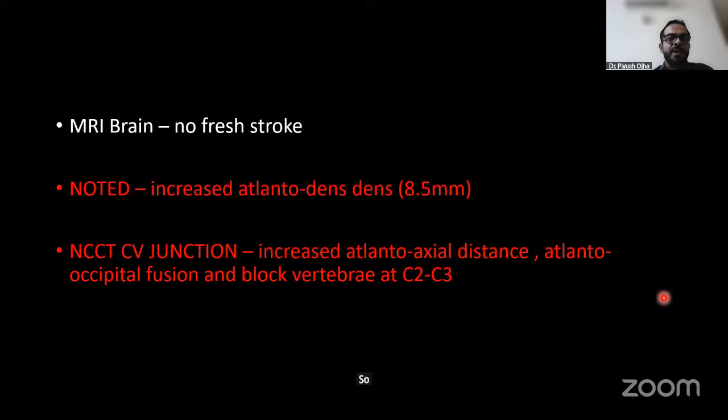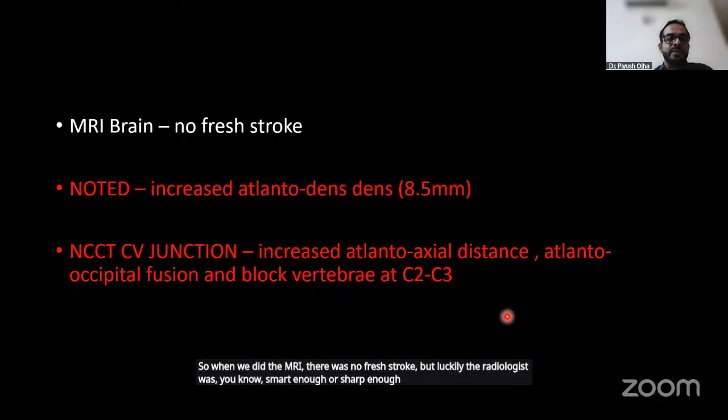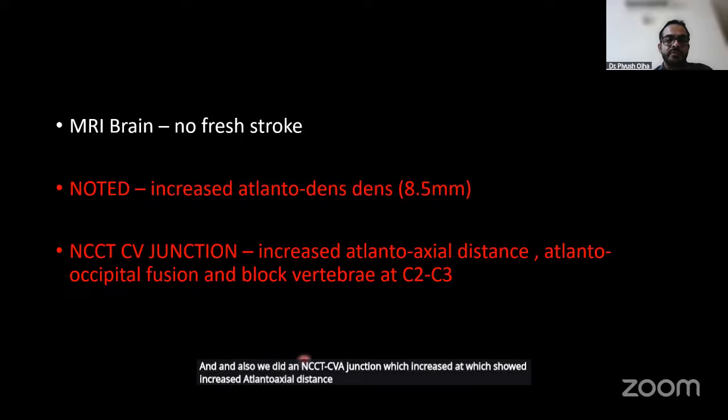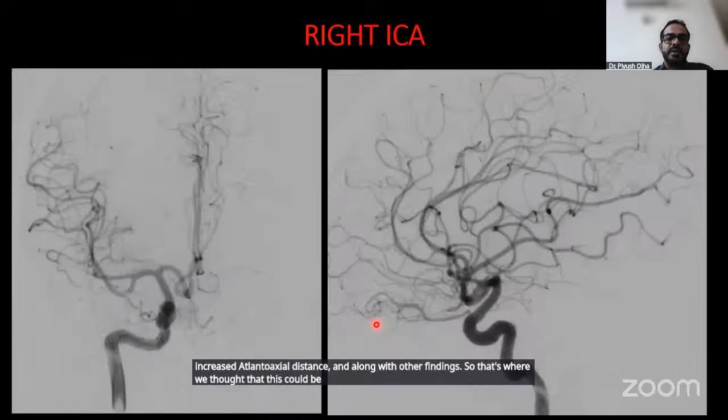So when we did the MRI, there was no fresh stroke, but luckily the radiologist was sharp enough to note that there was an increased atlanto-dens distance. We also did an NCCT CV junction, which showed increased atlantoaxial distance, along with other findings. That's where we thought this could be a case of dynamic compression of the posterior circulation. So we thought we'd do a DSA.